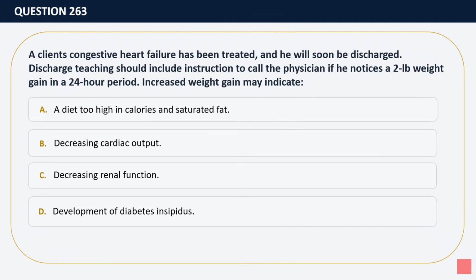Question 263. A client's congestive heart failure has been treated, and he will soon be discharged. Discharge teaching should include instruction to call the physician if he notices a 2 pounds weight gain in a 24-hour period. Increased weight gain may indicate A. A diet too high in calories and saturated fat. B. Decreasing cardiac output. C. Decreasing renal function. D. Development of diabetes insipidus.